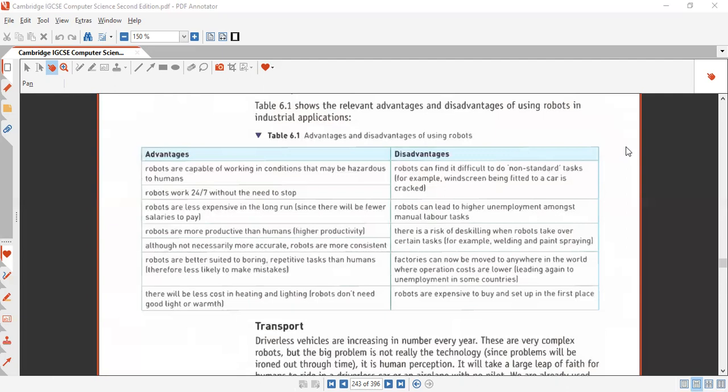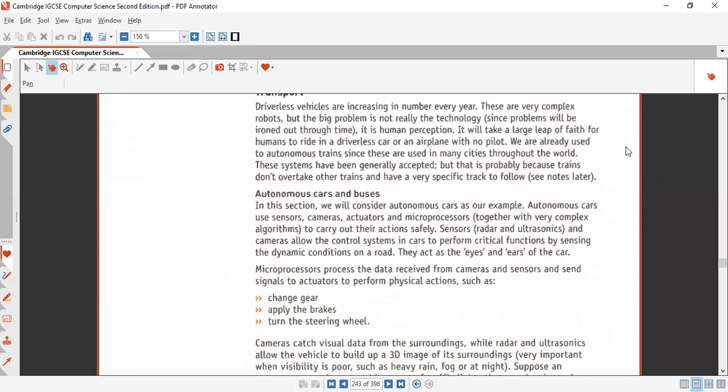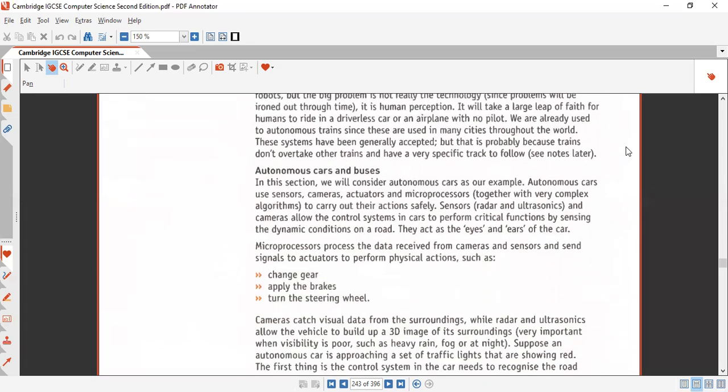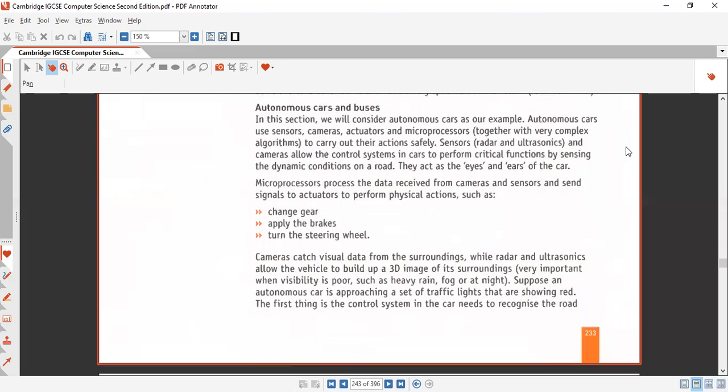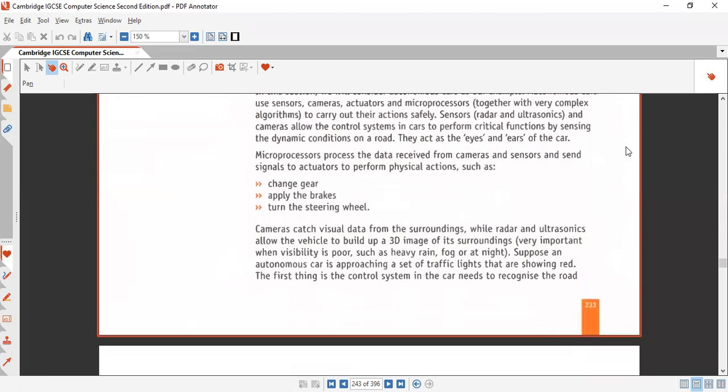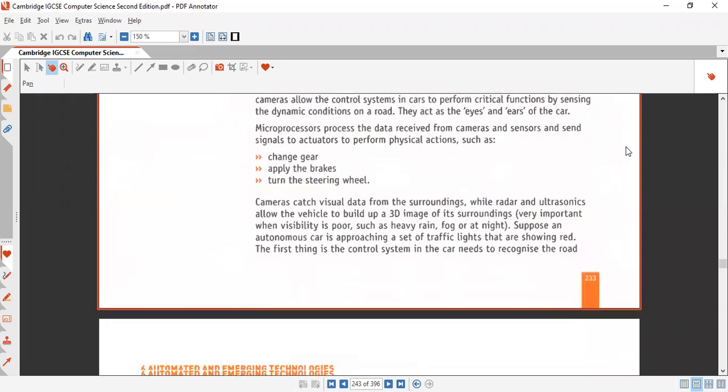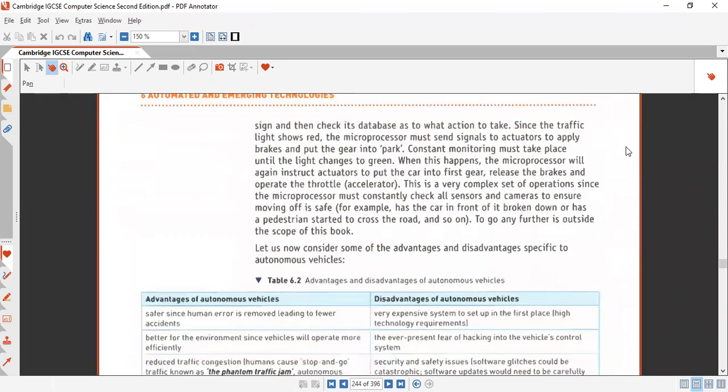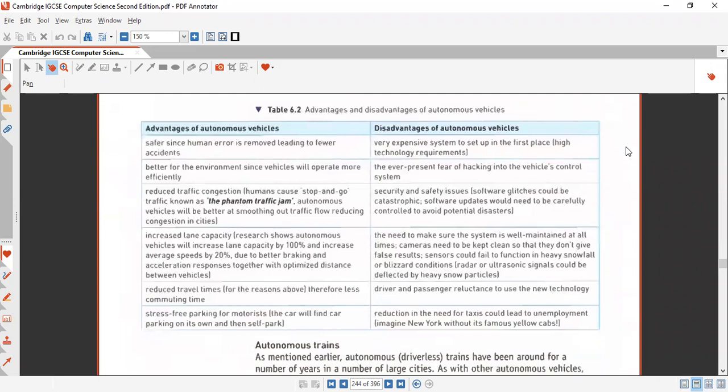Okay, now when it comes to transport, again they are saying there are a few things, like autonomous cars and buses. So the robots are also there. Automatic cars can change gear, apply brakes, turn the wheel, steering, all these things. Again there are a few advantages and a few disadvantages with the transport system. So just go through them as well.